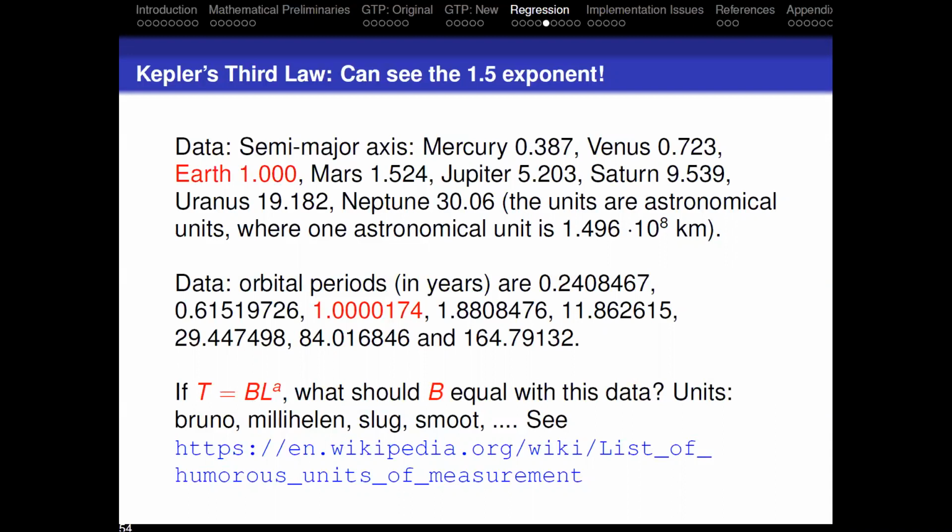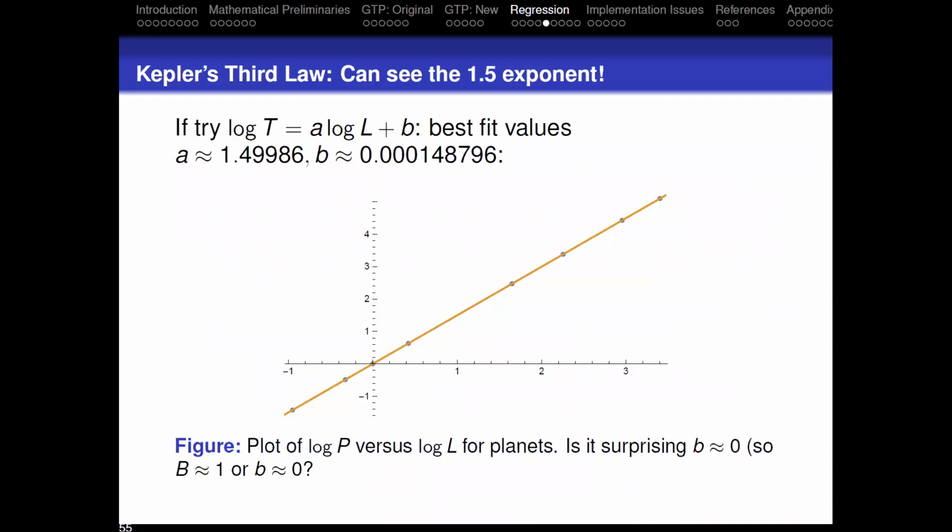So if you look at Earth, I've chosen my units very carefully so that Earth's period is about 1 and its distance is about 1. Therefore, with these units, B should be about 1. There's a lot of interesting units in the world. I will talk about one in a moment. But first, let's just see how good of a job the method of least squares does.